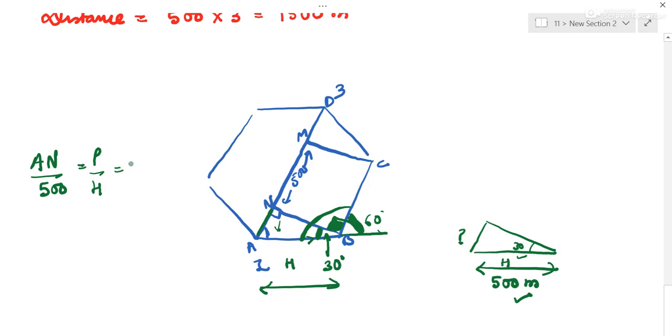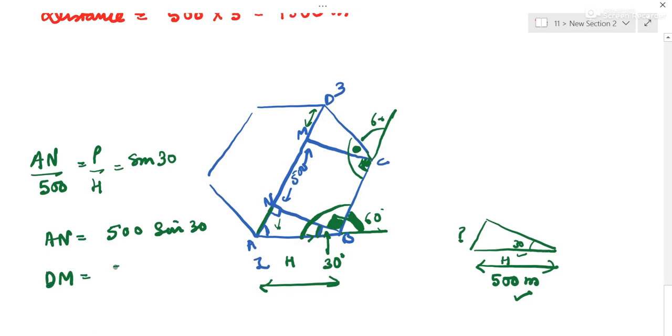Perpendicular upon hypotenuse is sine of 30. So AN is equal to 500 sine of 30. So AN is 500 into sine of 30. Similarly, this MD, this will be also 500 into sine of 30. Same way we can do. See, this is 60 degree turn. So remaining angle is 120 degree. Out of 120, this one is 90. So this is 30. Same way. So you can directly write that DM will also be equal to 500 into sine of 30.